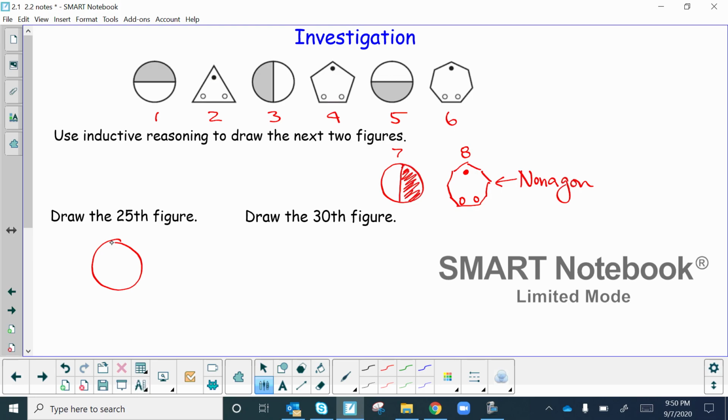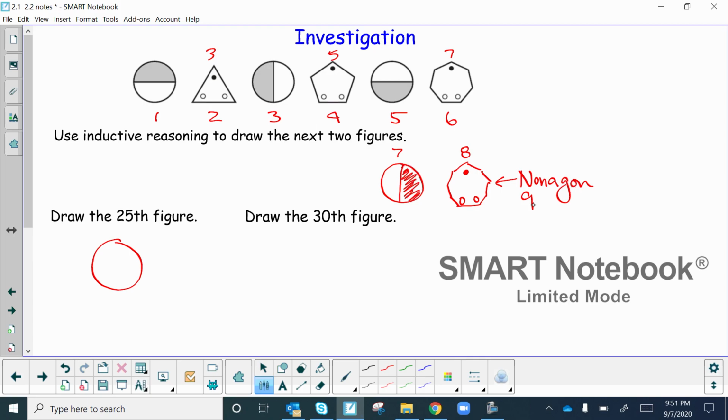So in the second term, we have a 3-sided polygon. In the fourth term, we have a 5-sided polygon. In the sixth, we have a 7-sided polygon. And in the eighth, we have a 9-sided polygon. So if you'll notice, on every term the polygon has one more. If you add 1 to the term, that's the type of polygon that it is.